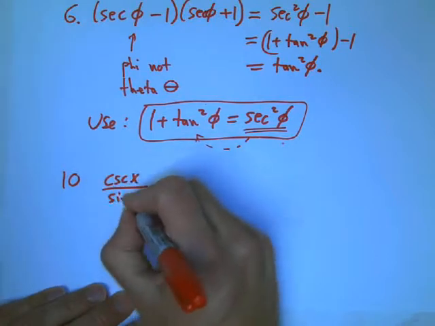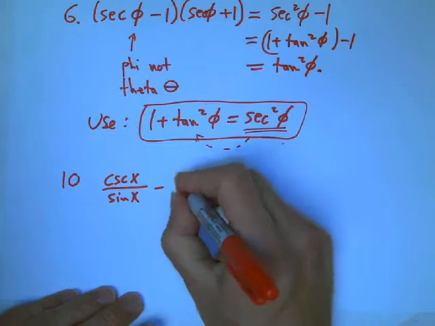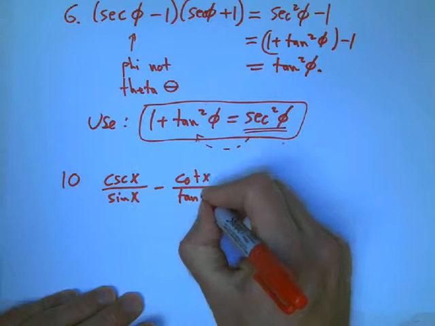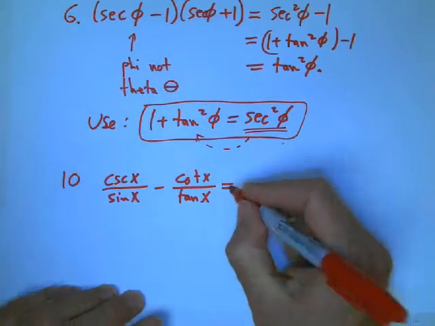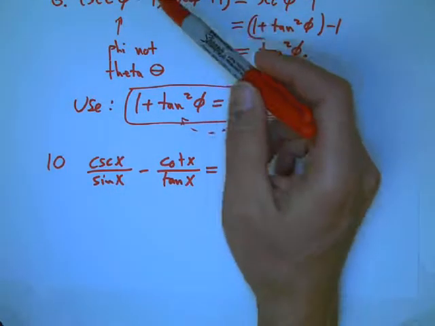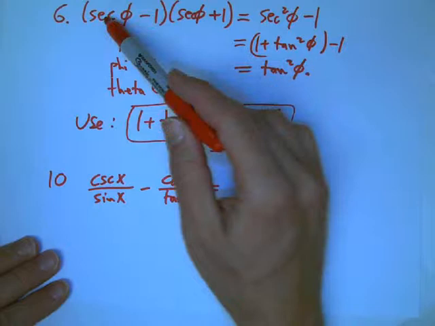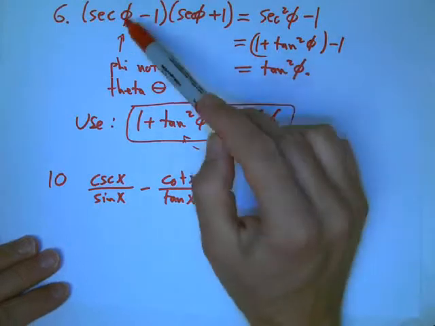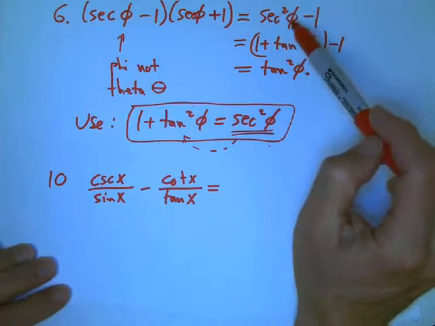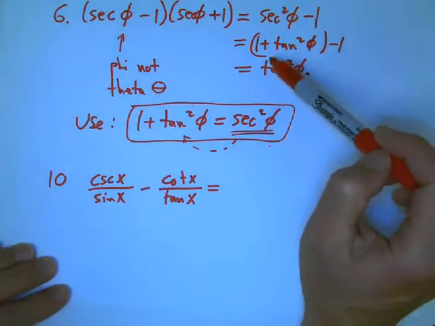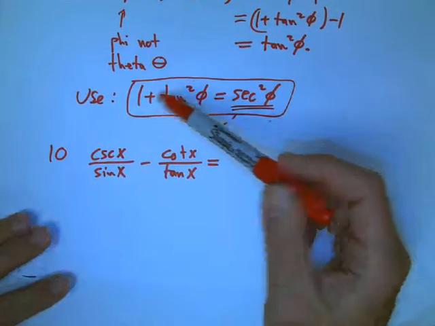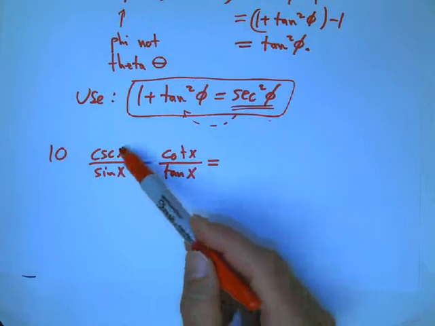Cosecant x over sine x minus cotangent x over tangent x. Okay. Well, notice in the first one, I didn't convert to cosine and sine. I went ahead and did some ordinary algebra first, and then as soon as I saw secant squared, I realized I can keep that in terms of secant and tangent, and I don't have to convert things to cosine and sine. Even though that's a strategy that you could use, it would be cumbersome.